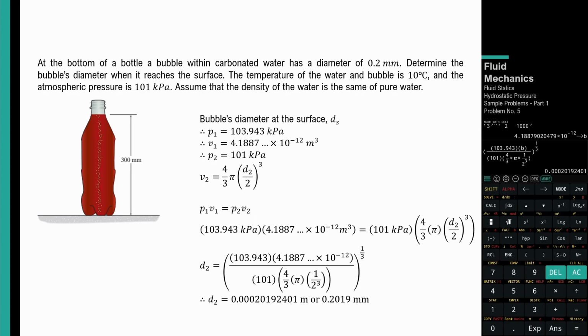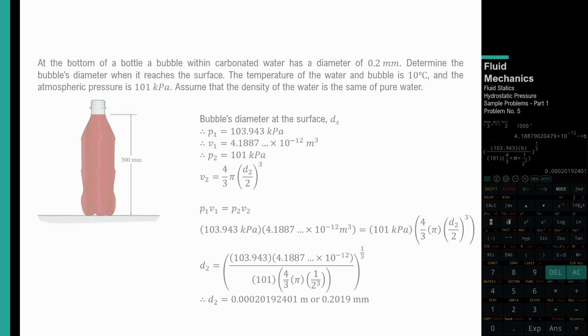So, therefore, the bubble's diameter when it reaches the surface is 0.0020192401 meters or 0.2019 millimeters. So, it is just a little bigger.